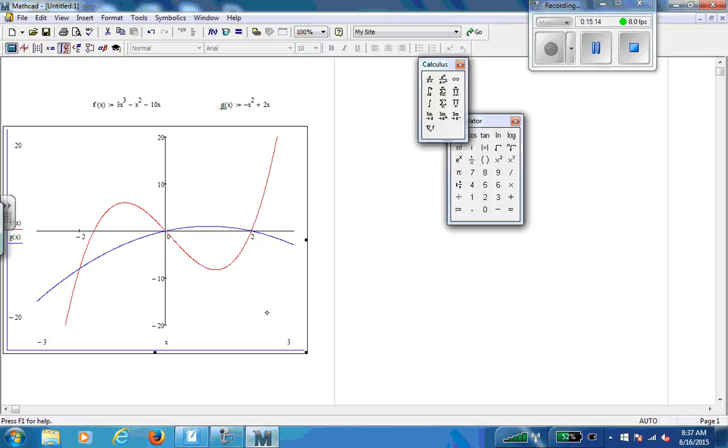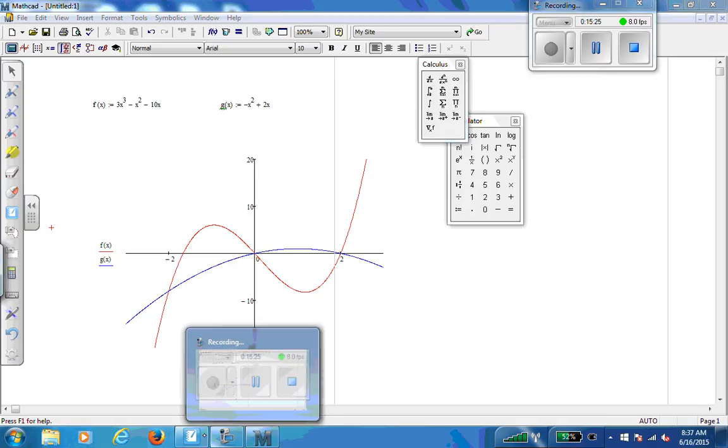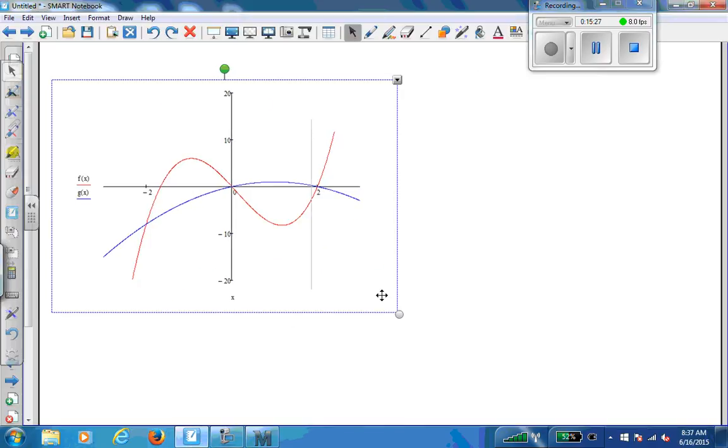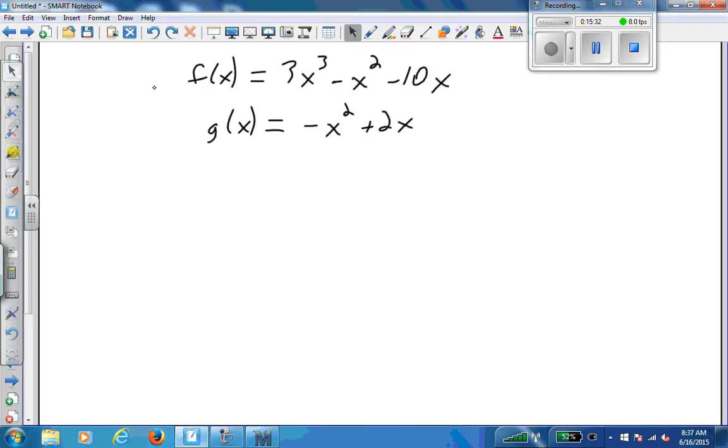So let's see, let's copy this graph over. So that's our graph. Let's see, our functions were these.